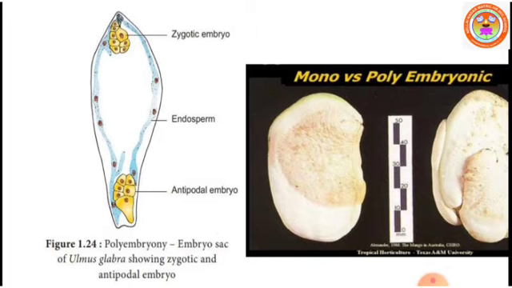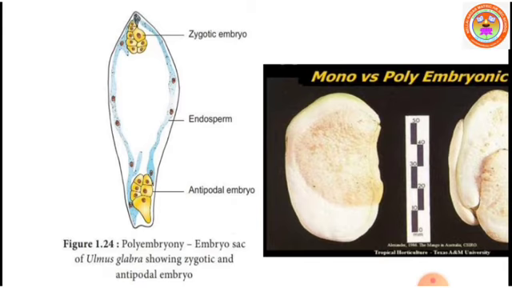Polyembryony, embryo sac of Ulmus glabra, zygotic and antipodal embryo. One egg fuses with sperm and produces a zygote. Zygote development into an embryo is normal. So in this embryo sac you can see both the zygotic embryo and the antipodal embryo. Hence it is called polyembryony.